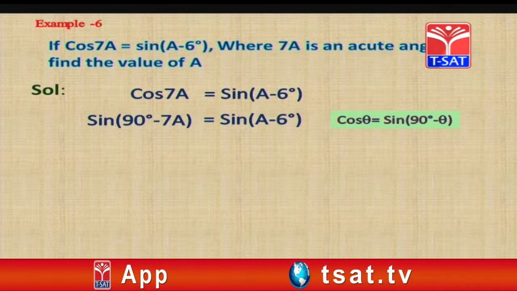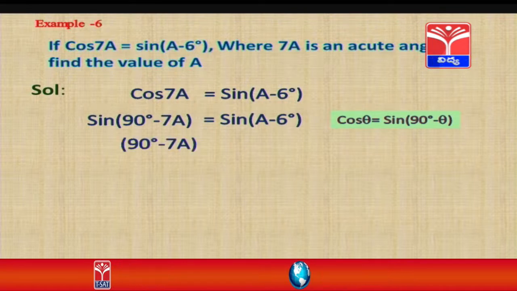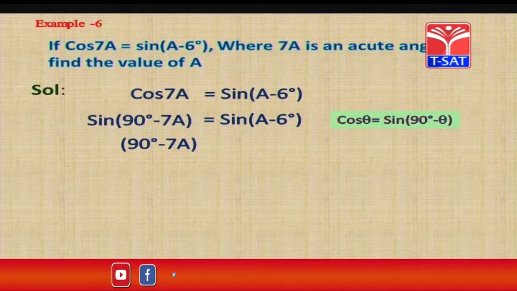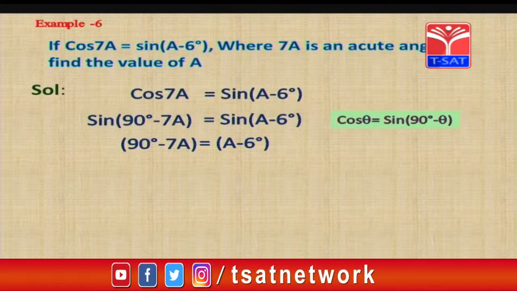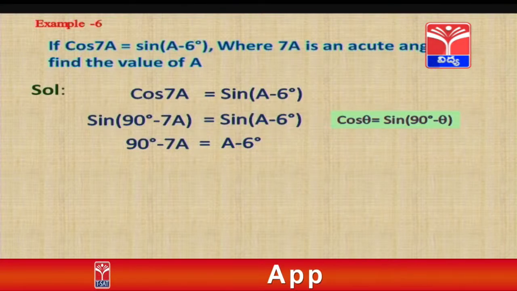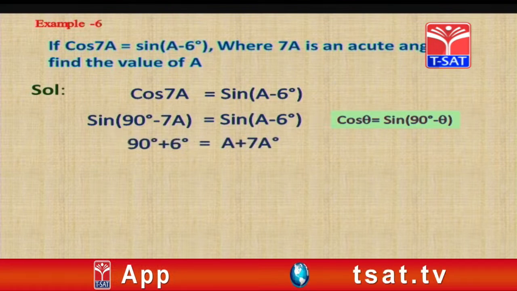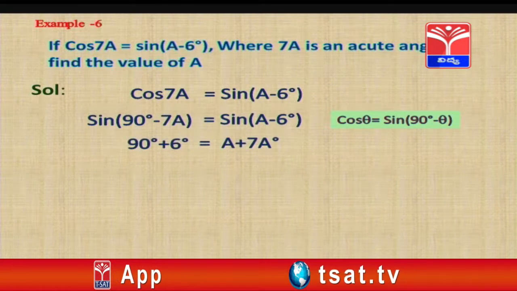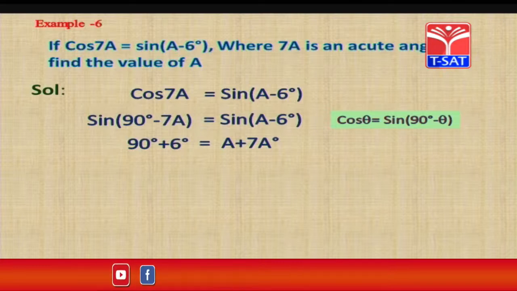Now, when both are sin, I can equate those angles and I can say 90 minus 7A, that is 90 degrees minus 7A, is equal to A minus 6 degrees. Now, I have opened the brackets, reshuffling them. I brought the numbers on one side and all the A's to the other side. So, what have I got? 90 plus 6 is equal to A plus 7A.